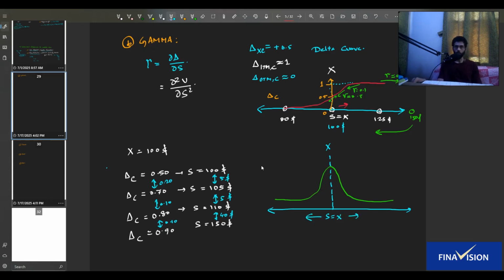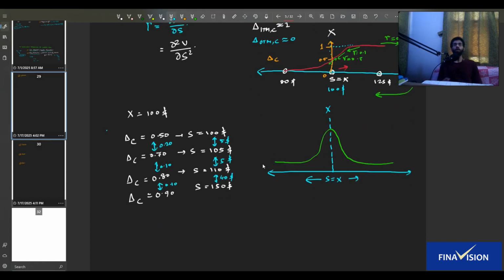And gamma is always positive. So can you go negative gamma? The question is, can you go negative gamma? The answer is yes. If you short an option, you can go negative gamma. But if you are long an option, you are always positive gamma. So let me write it down.